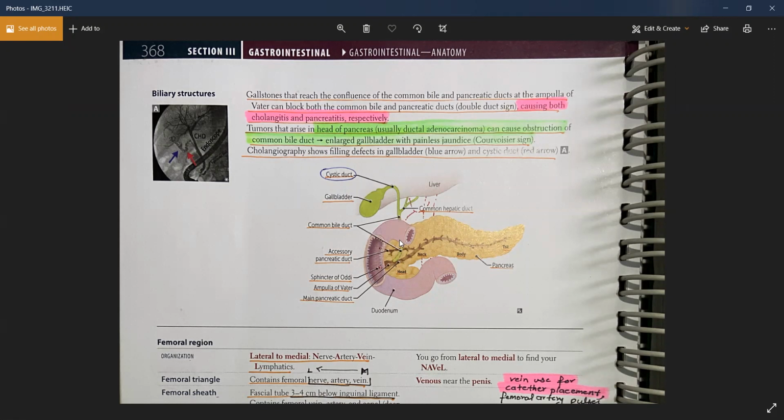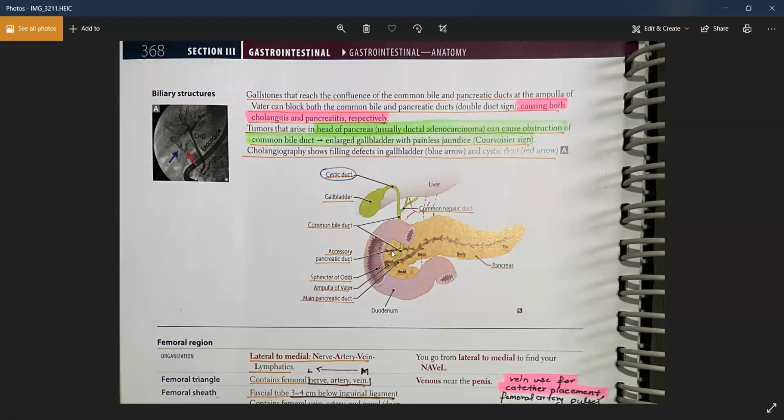This is the common bile duct. Reaching the pancreas, it will join the main pancreatic duct. After joining the main pancreatic duct, they will open at the ampulla of Vater, which is guarded by the sphincter of Oddi. Just know which structures open here: it would be the common bile duct and the main pancreatic duct.